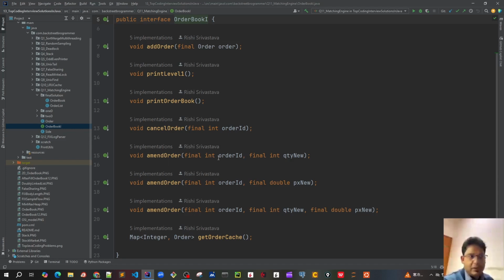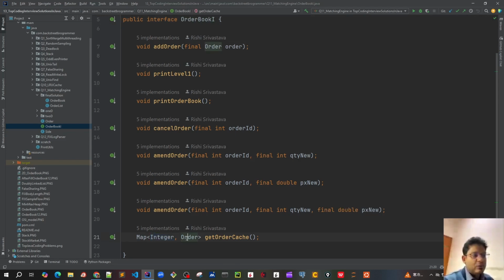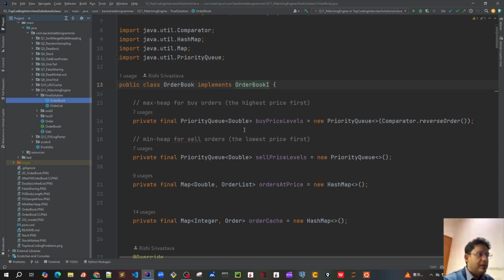We have got 3 versions for amend. Based on the order ID, you can change the quantity or the price or both of them. And then we are also maintaining an order cache, in which we are maintaining key as order ID and the value as the actual order. So let's go back again here.